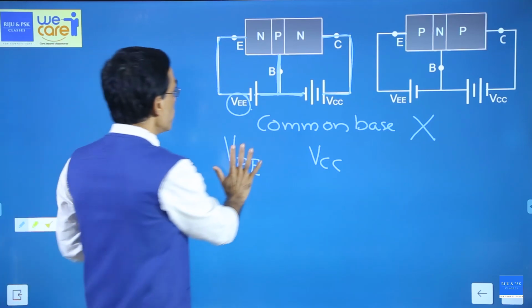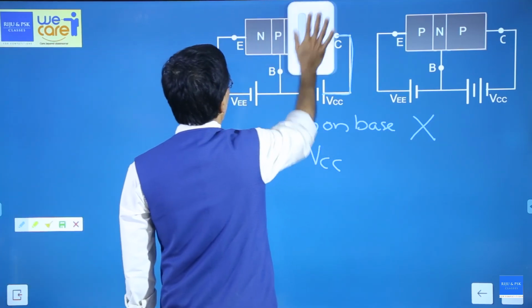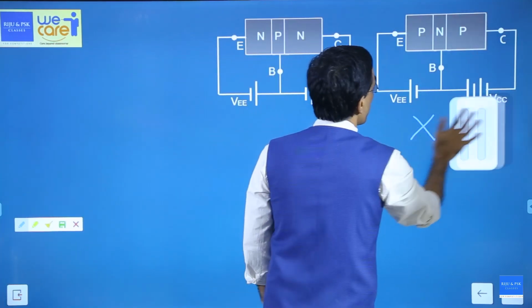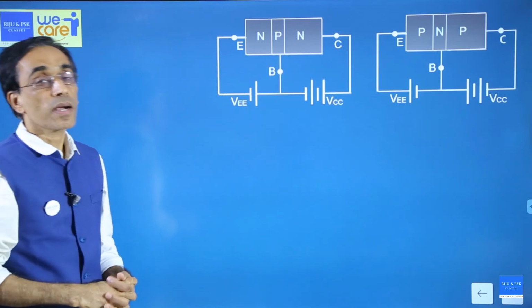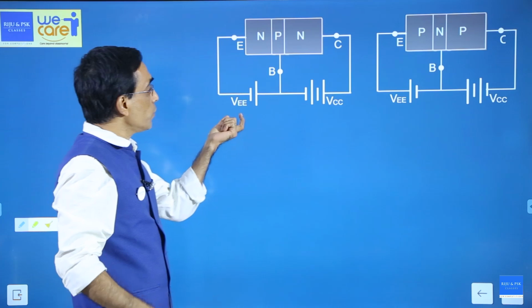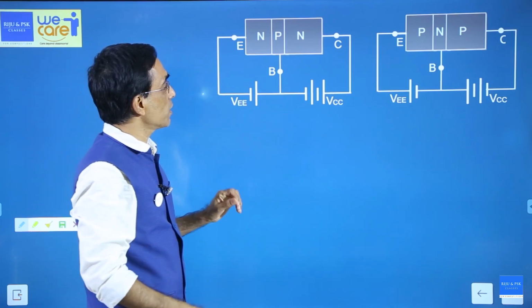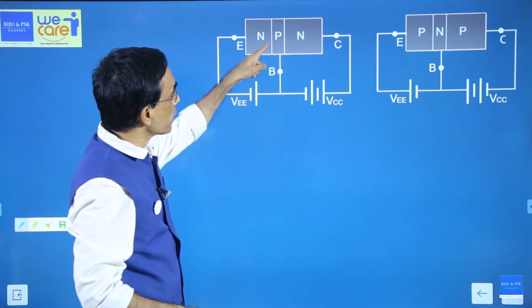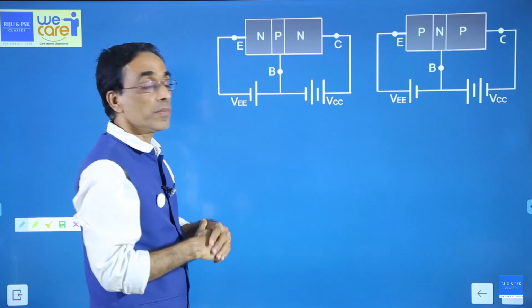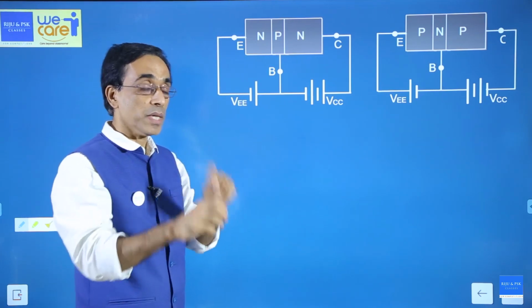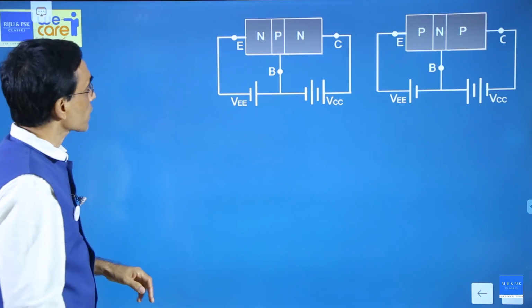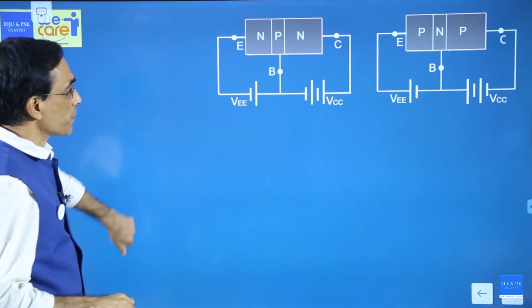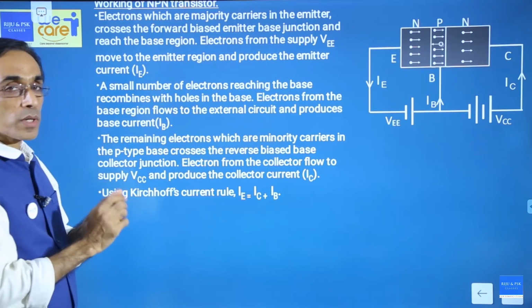Okay. So my points are simple. Forward bias the emitter-base junction, reverse bias the collector-base junction, using VEE and VCC. Okay. If a battery is connected here separately, they will call it VBB. Okay, wait, that will be done later. Now, working of a transistor, important theory.